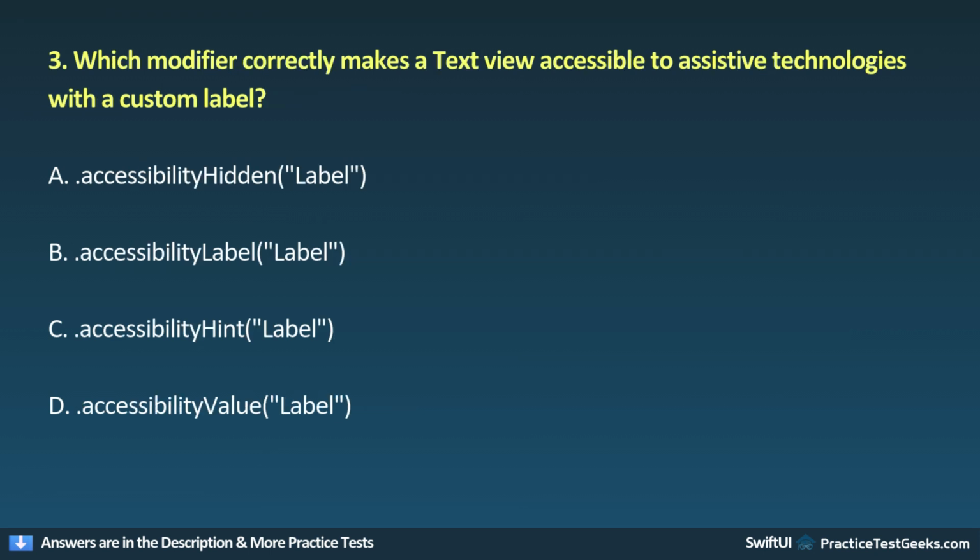3. Which modifier correctly makes a text view accessible to assistive technologies with a custom label? A. accessibilityHidden label. B. accessibilityLabel. C. accessibilityHint label. D. accessibilityValue label.